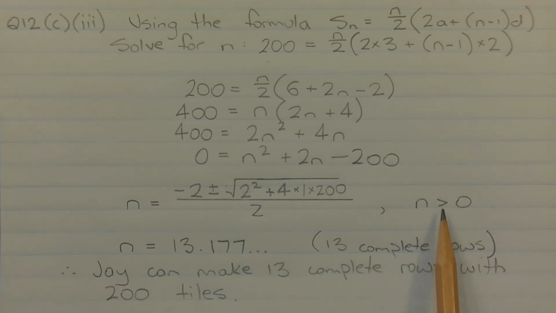Noting that n needs to be positive, since n represents the number of rows that can be completed. So considering the positive answer for n only, n is equal to 13.177 and so on, which we can interpret as 13 complete rows, plus part of the 14th row. Therefore, J can make 13 complete rows with 200 tiles.